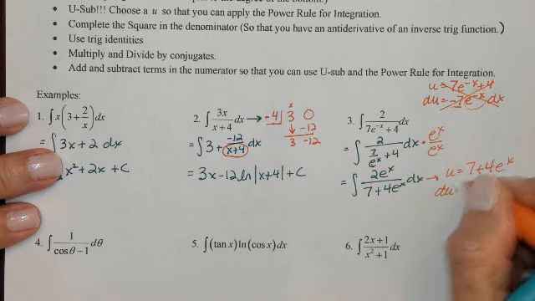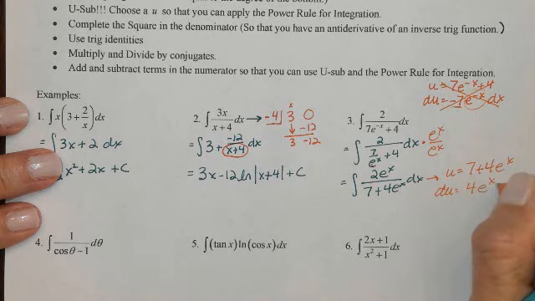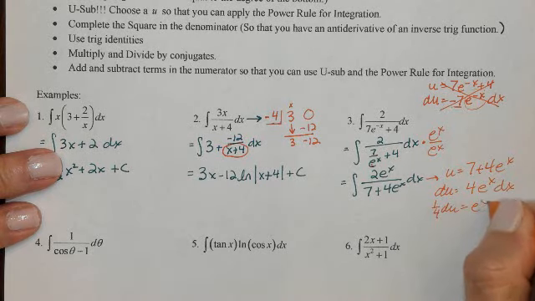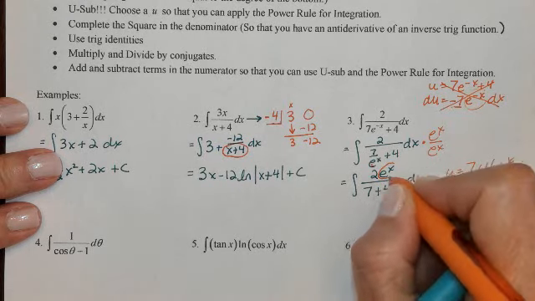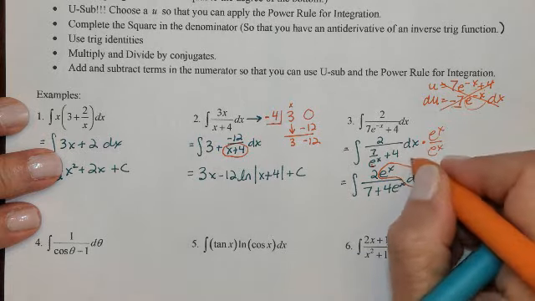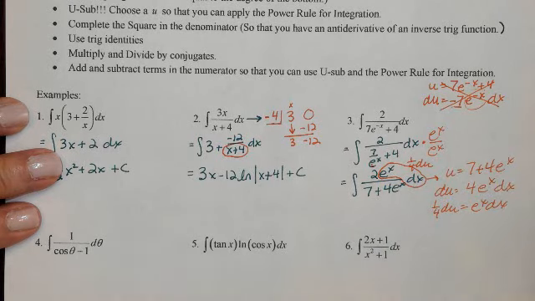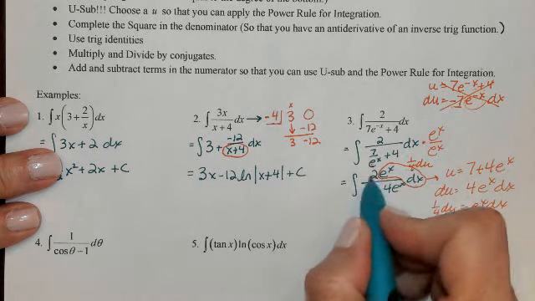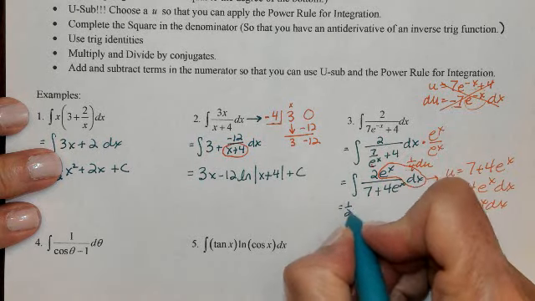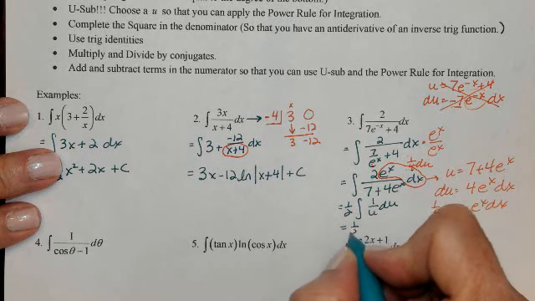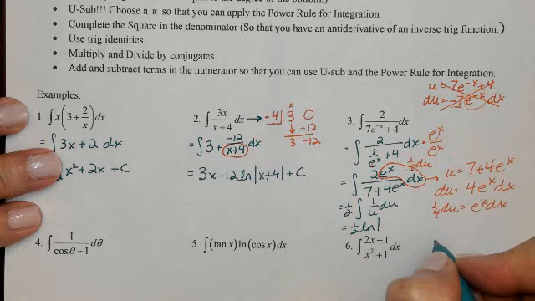du is 4e to the x dx, right? So 1/4 du is e to the x dx. I have the e to the x dx, so I can replace e to the x dx with 1/4 du. 1/4 times 2 is a half, right? So this will be 1/2 integral 1 over u du, which is 1/2 natural log absolute value of u.